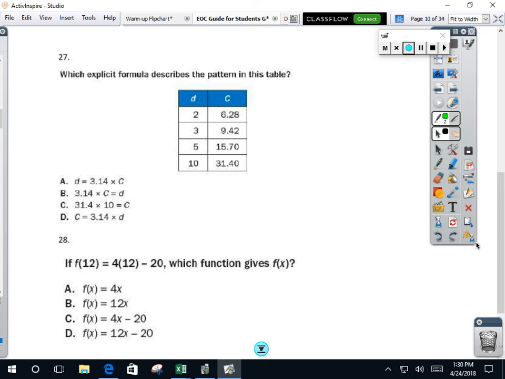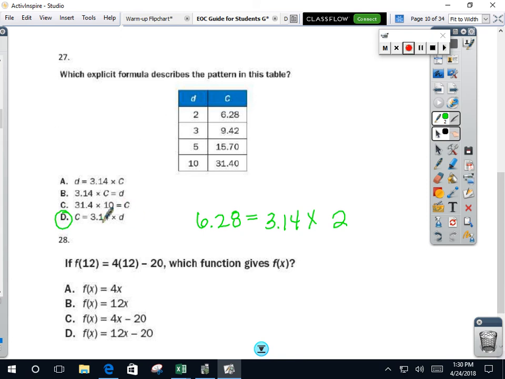Correct. Let me write this down and then I'll show y'all. Okay, all she did was she went through each choice until she got to the last one. If you replace the C with the first C value, and then equals 3.14 times the D value, which would have been 2, that makes sense. 3.14 times 2 is 6.28. And then it would work every time.